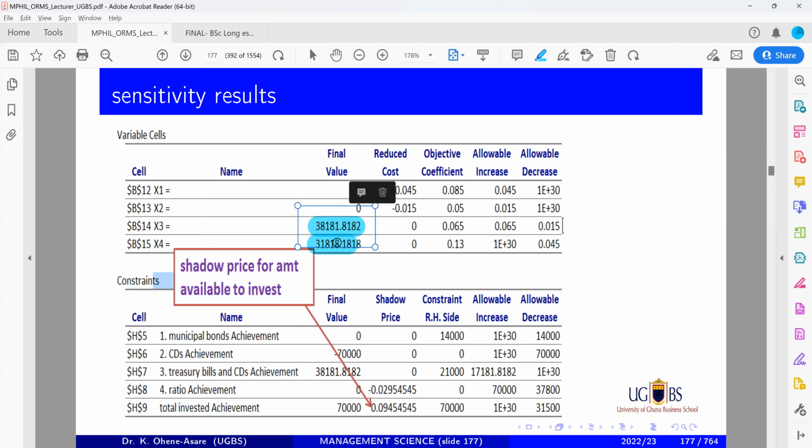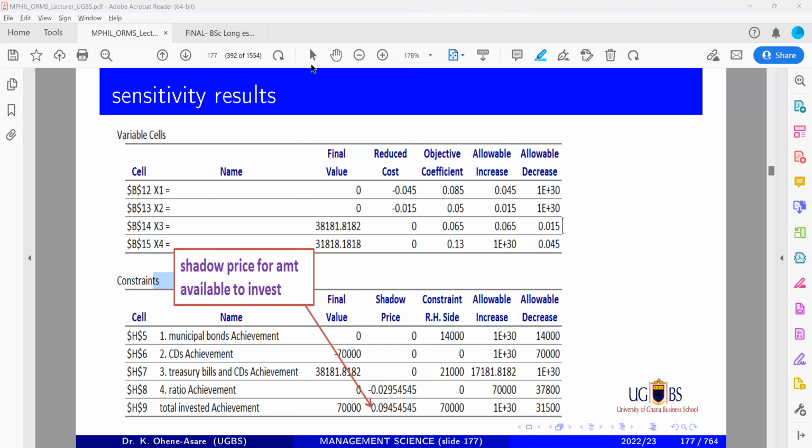Thank you, Doc. The optimal solution is 38181.8 and 31818.2. That is for X3 and X4. So that's how you would have written it, isn't it? Yes, Doc. That's exactly how you would have documented it on paper. Is that it? Yes, Doc. Okay. Let me get another opinion. Who has another opinion? How you would have documented this?